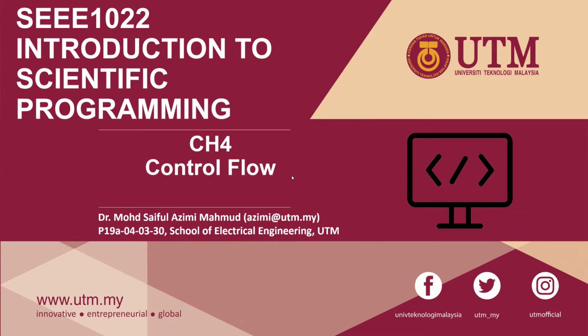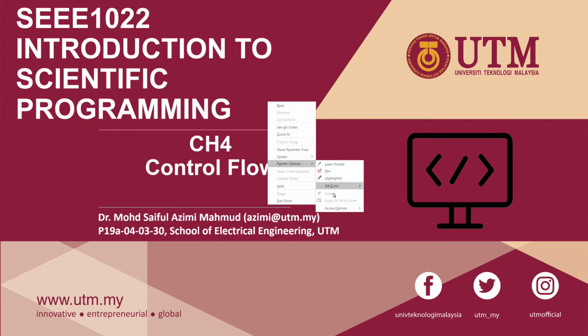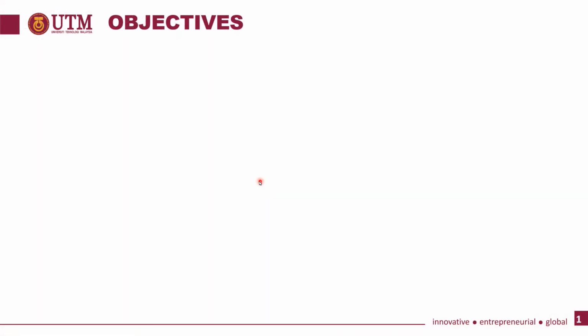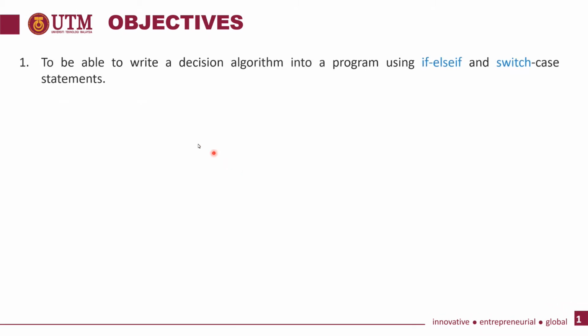So today we continue our lesson on the introduction to scientific programming, chapter 4, which is related to the control flow. Okay, so first things first, we'll take a look at the objective for this chapter. The first objective is to be able to write a decision algorithm into a program using if, else if, and switch case statement.